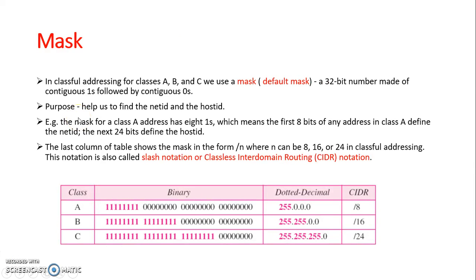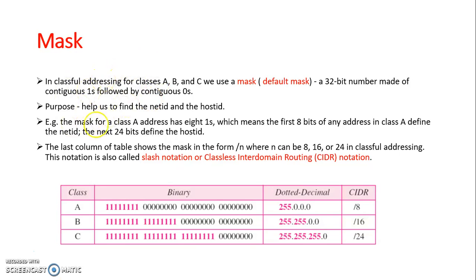Now let's see what a mask is. In my next lecture, I have given a detailed explanation about the mask and how to find the subnet network. In classful addressing, for classes A, B and C, we use this default mask. It is a 32-bit number made up of continuous 1s followed by continuous 0s. It is not applicable to class D or E. Its purpose is to find the network ID as well as the host ID.